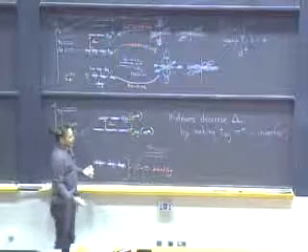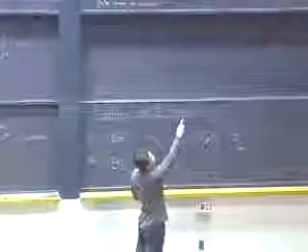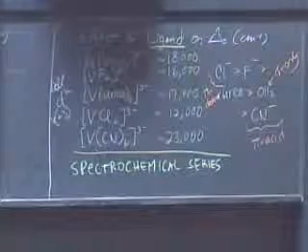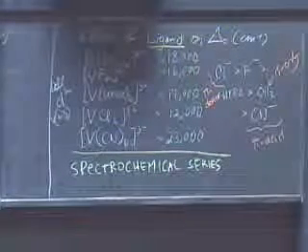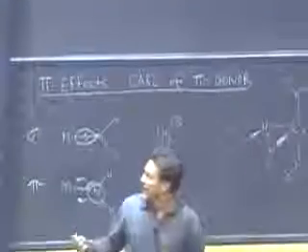And what we've seen here, namely that pi donors decrease delta O, should give you a clue as to what's going on with chloride and fluoride. Since those have small values of delta O, they lie at a position of weakness in the spectrochemical series. And then the converse, that ligands like cyanide and especially carbon monoxide are very high in the spectrochemical series because they are pi acid ligands.